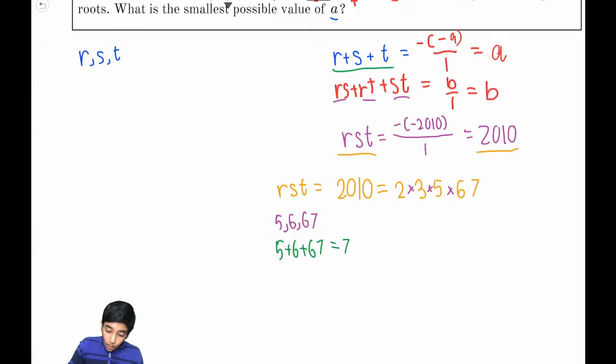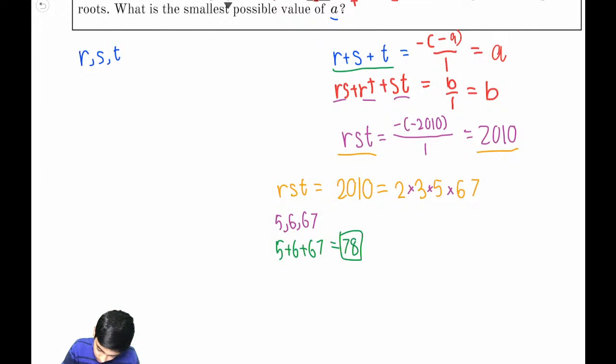And you might be asking, why is it the minimum sum? Why is it not something else? The reason is, you always get the minimum sum when the numbers are closest together. Because the product is 2010, a large number, we want to have the numbers as close to each other as possible. So we want fewer super large numbers, and we don't want any super small numbers either.